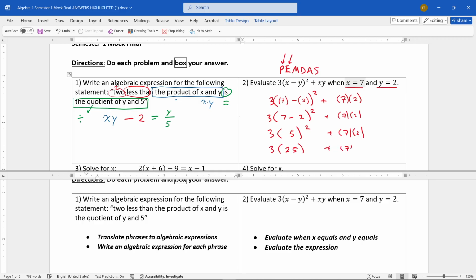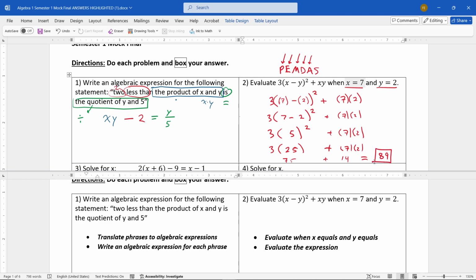And then finally, these all stay the same. And now we're down to, let's multiply everything that has to be multiplied. 3 times 25 is 75. And then 7 times 2 is 14. And then finally, there's no division, but there is addition, so we can move on to addition. 75 plus 14 is 89. So that is our final answer.